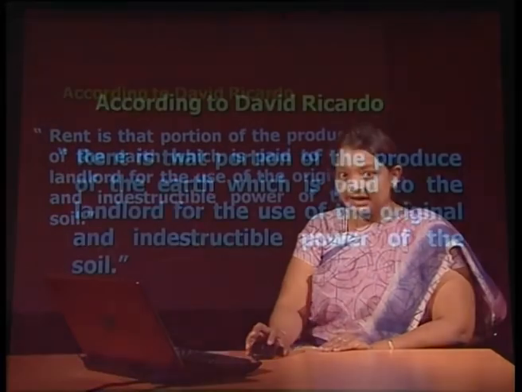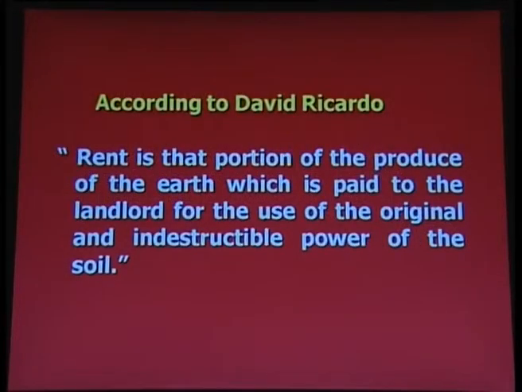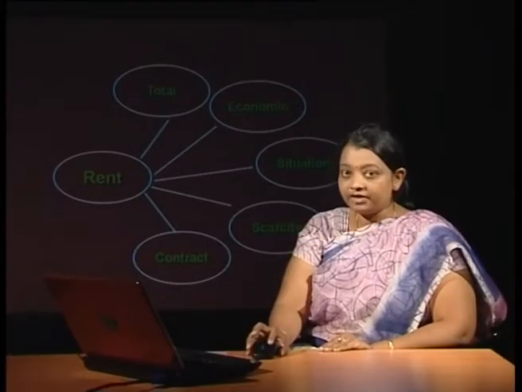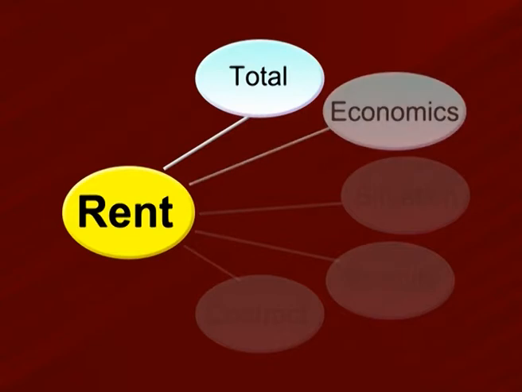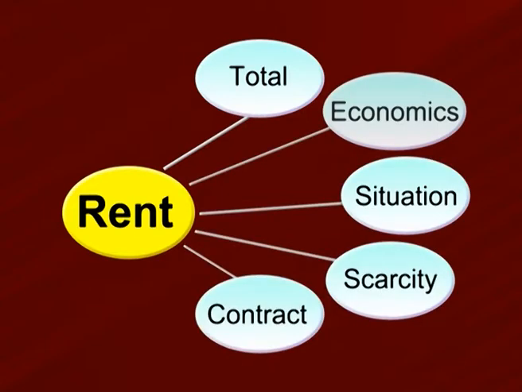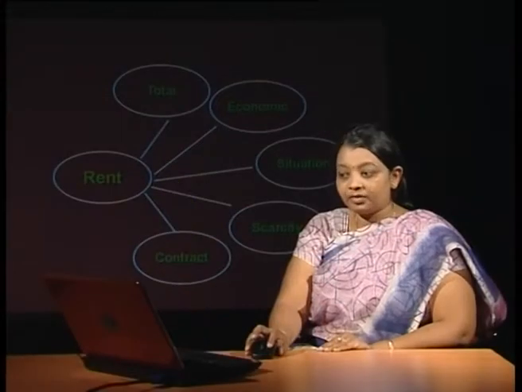That means rent is that portion of the produce of the earth which is paid to the landlord for the use of the land. On the basis of this definition, rent can be divided into 5 parts: total rent, economic rent, situation rent, scarcity rent and contract rent. Let us talk about each of them one by one.